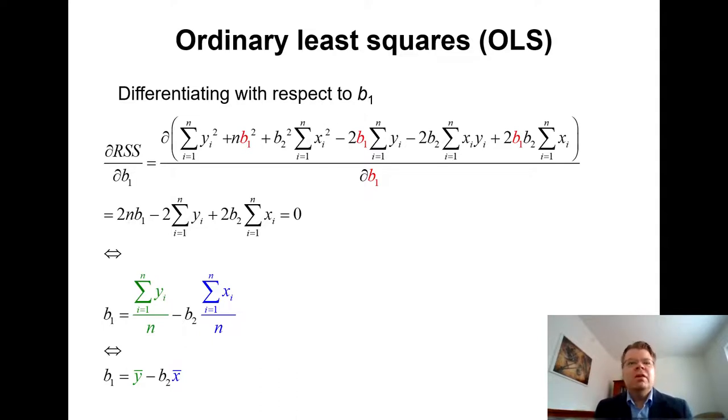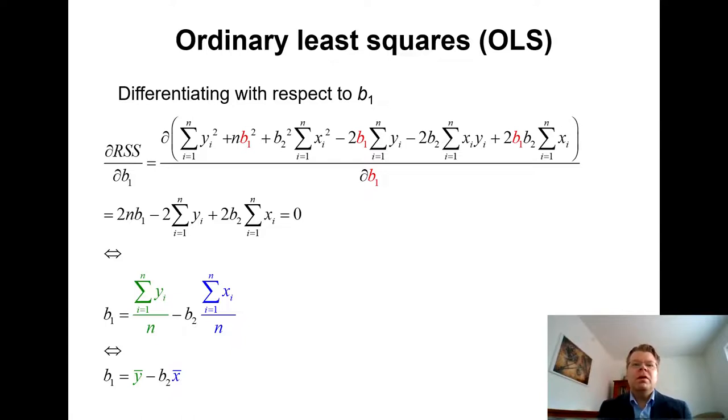Obviously, the green colored element we can interpret simply as the sample average of y. I have indicated this green sample average by y upper bar. That's the common notation in statistics. And similarly, notice the element indicated in blue color. If we take the sum over xi and divide it by n, then this is simply the sample average of x, which I have indicated by x upper bar, the common notation for the sample average. So taking it this way, we can calculate b1: the optimal solution to the ordinary least squares problem is to set the intercept b1 equal to the sample average of y minus b2 times the sample average of x.